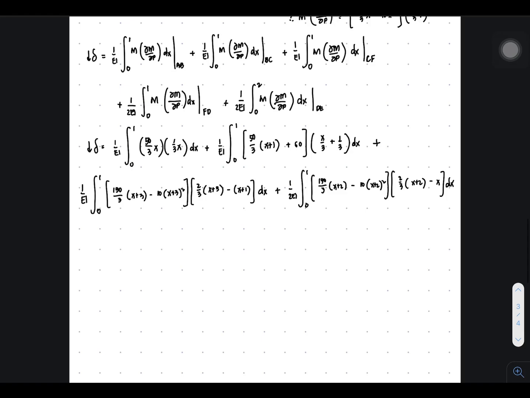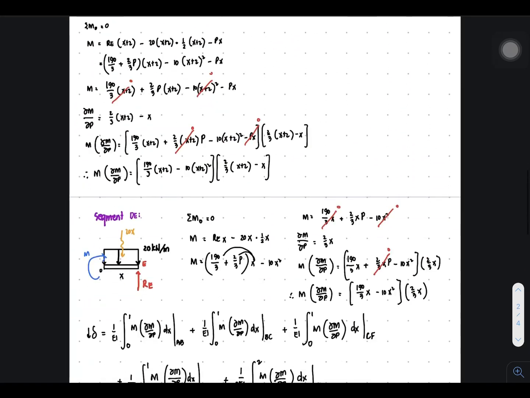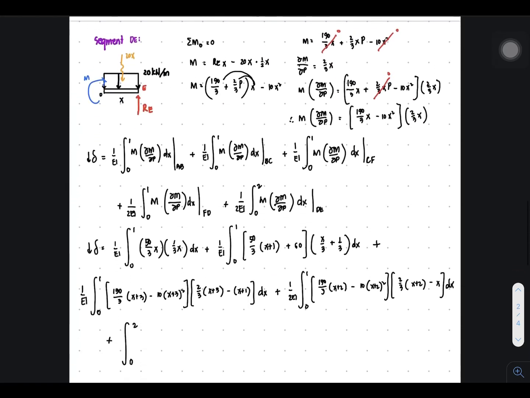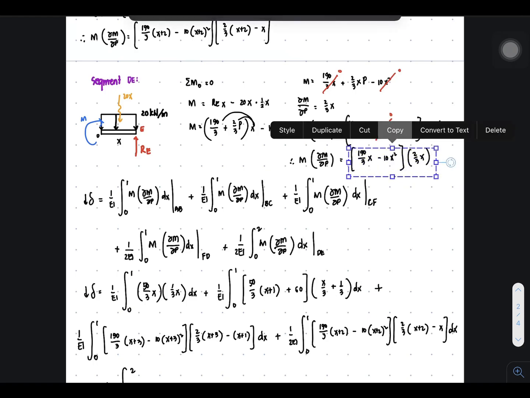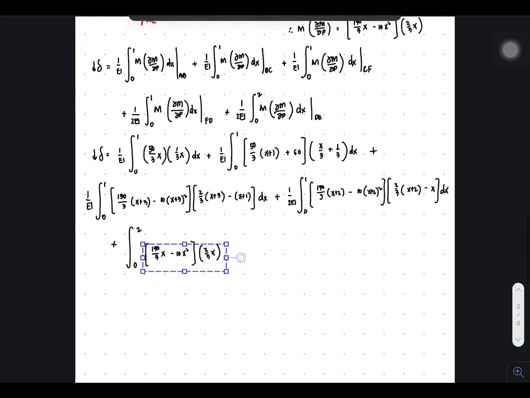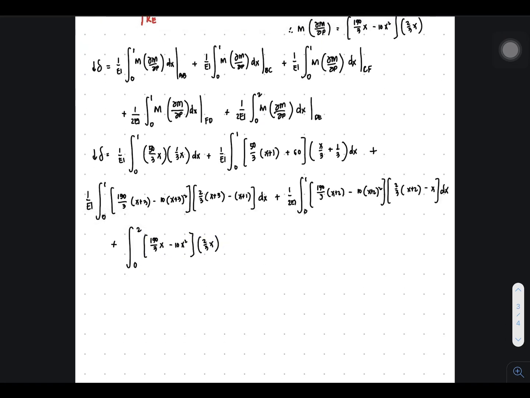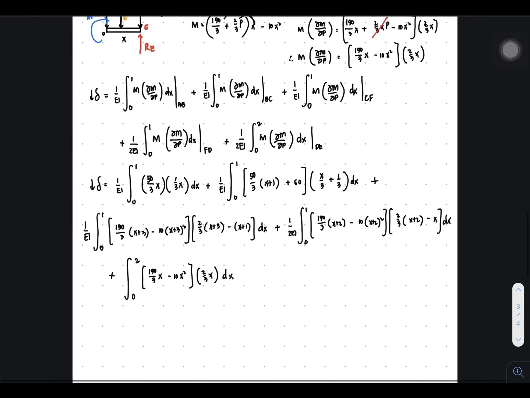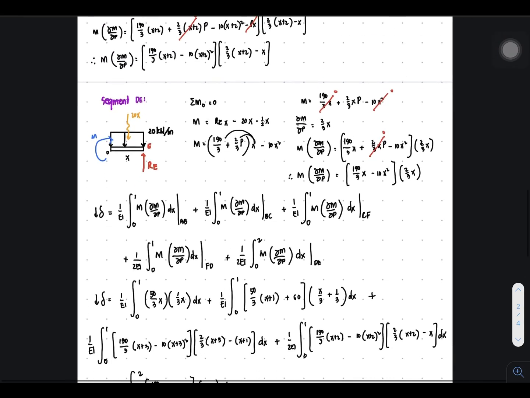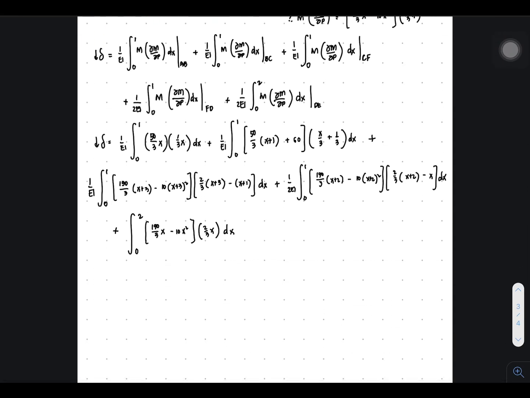Dx. And then lastly, plus the integral. So this is from 0 to 2. So where is the segment? Here. This is the segment. And paste it here. Dx. Okay. So let us continue.